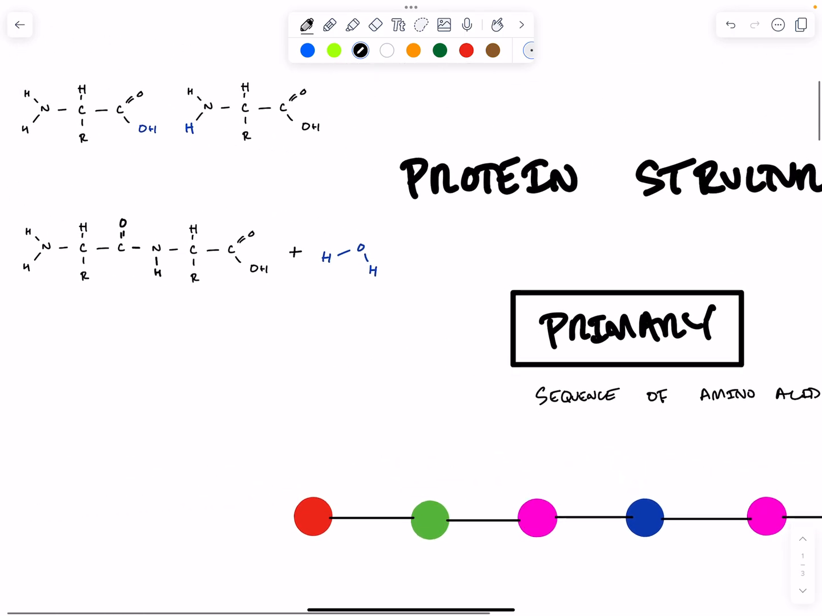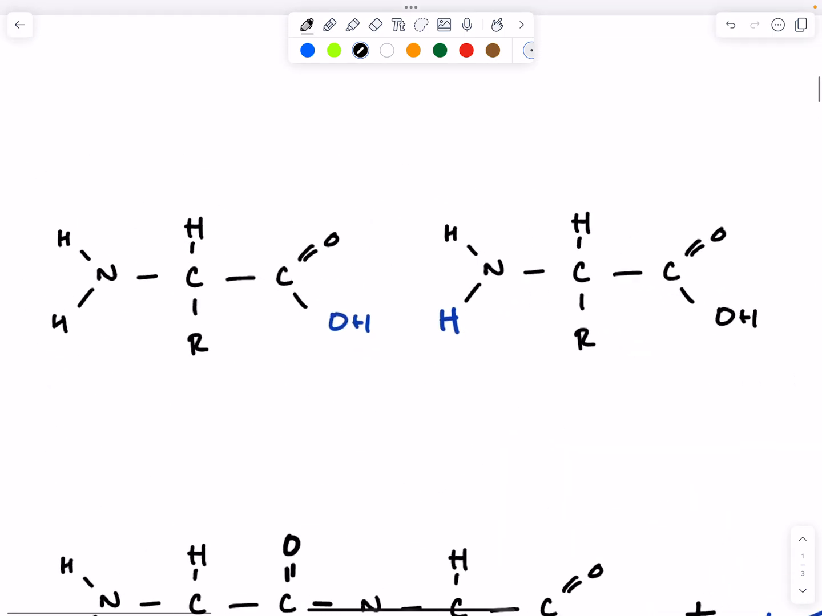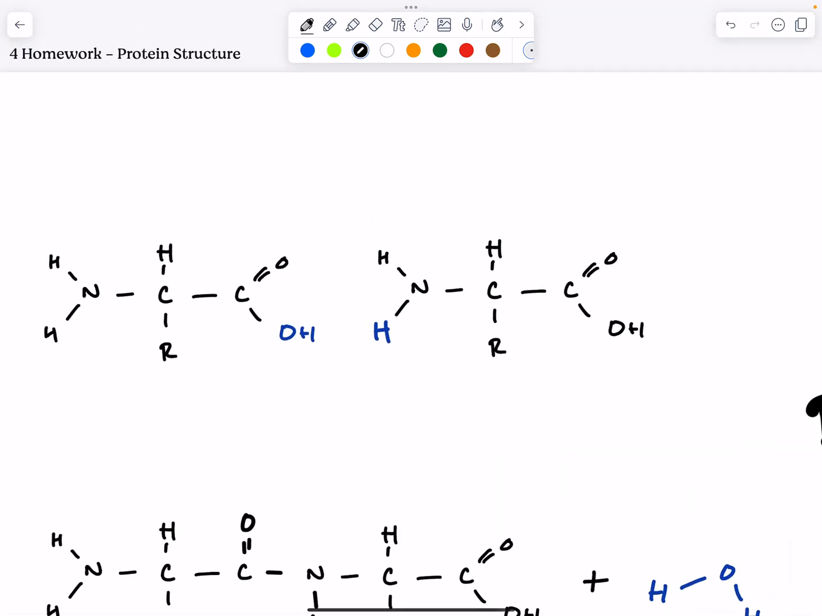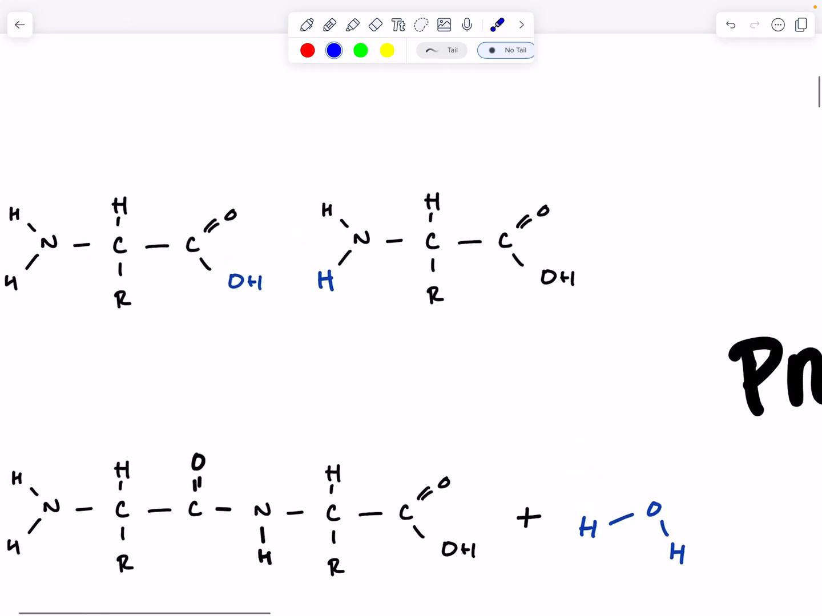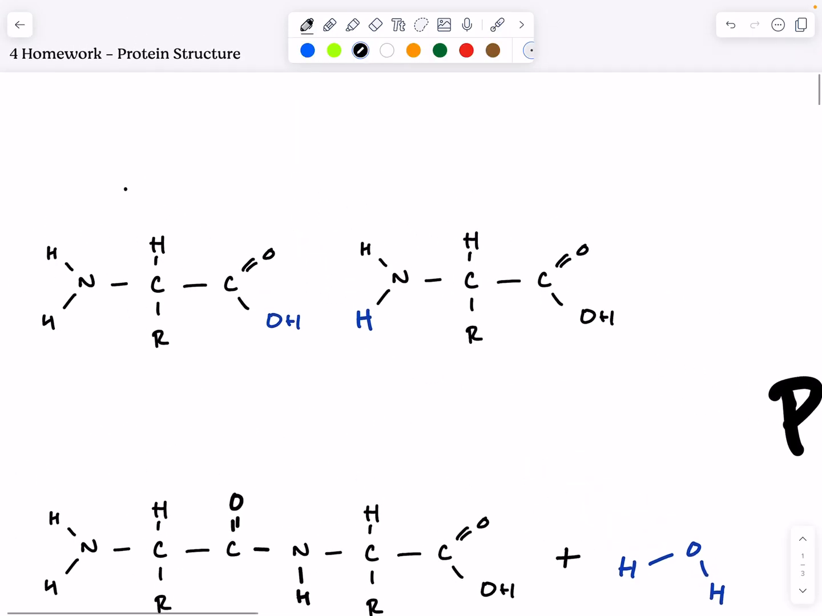And this is just a quick reminder for you all, but here, as you know, is the structure of a generic amino acid. We've got the amino group on this side, the carboxyl group on this side, and an R group in the center here. And the same is true of this amino acid. So here is one amino acid, and here is another amino acid.